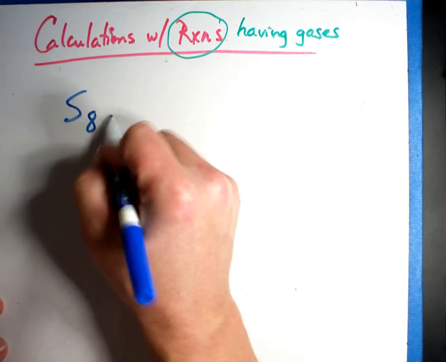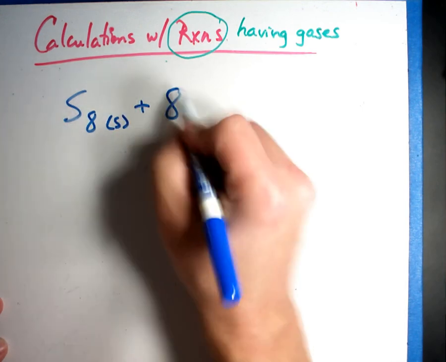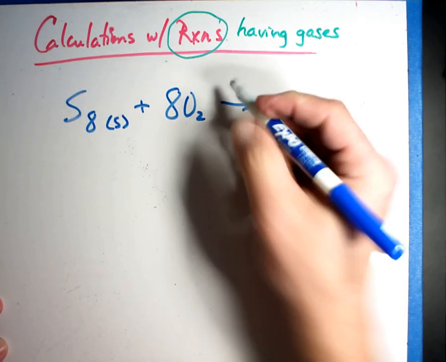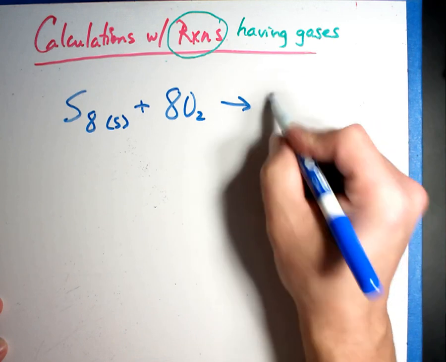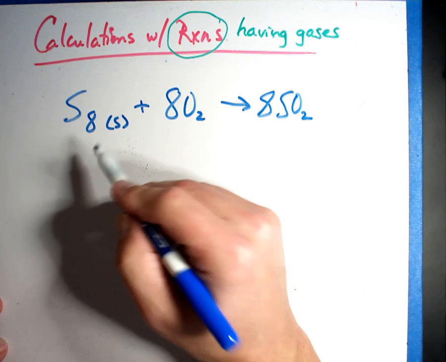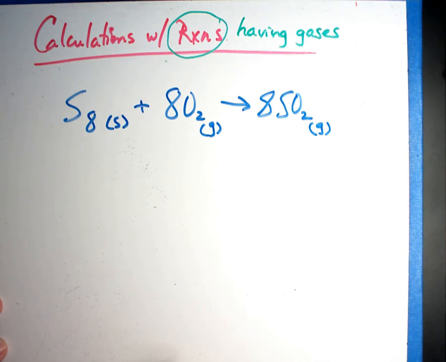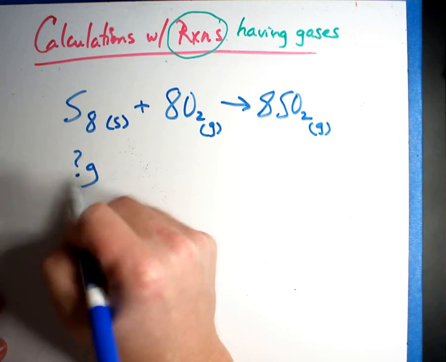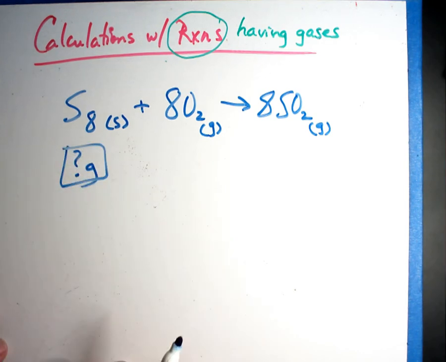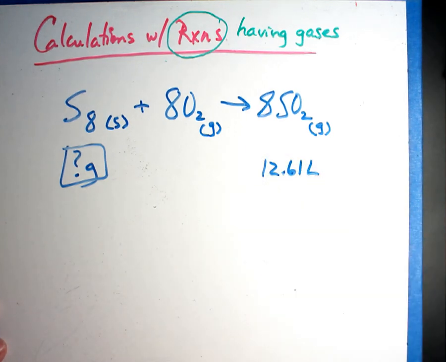Here's the reaction. S8, that's a solid. That's a weird looking formula. Don't worry about that. Don't let it bother you. S8 plus 8O2 produces 8 SO2s. All right, so you have a solid, you have a gas, and you have a gas. All right, the question says, what mass of sulfur? They want to know this in grams, to produce 12.61 liters of that at STP.